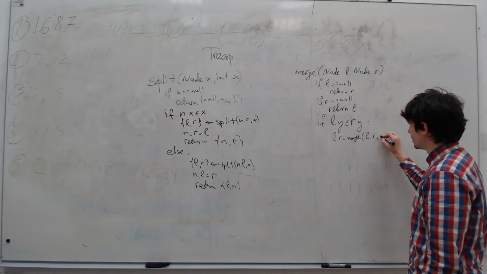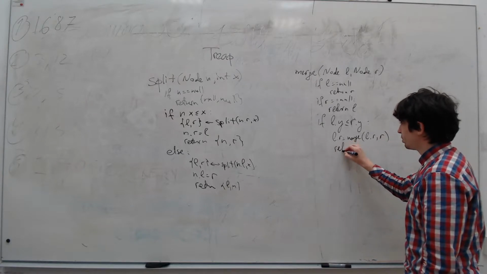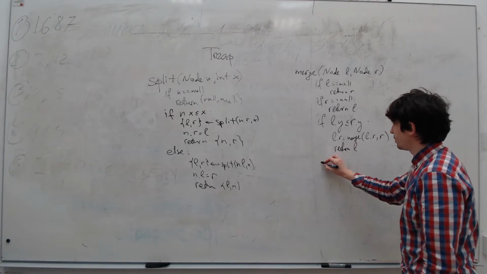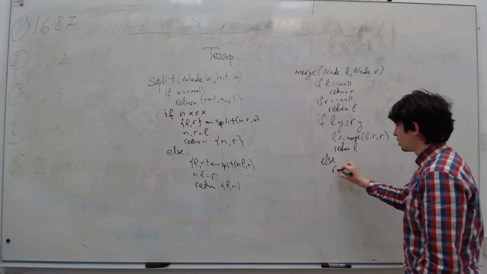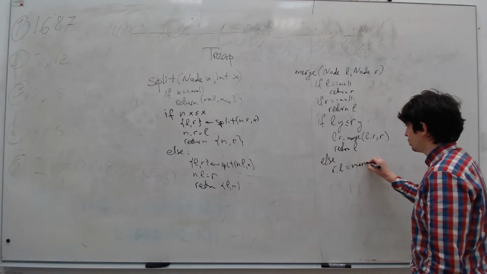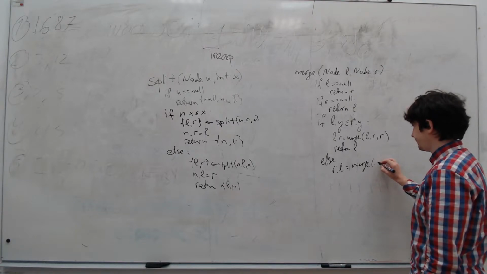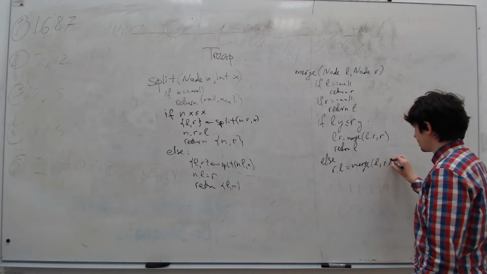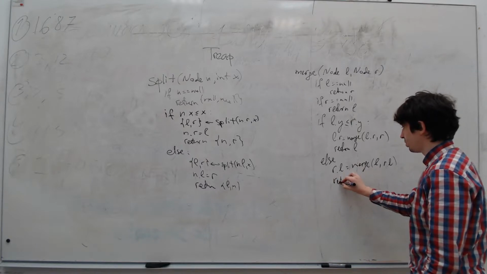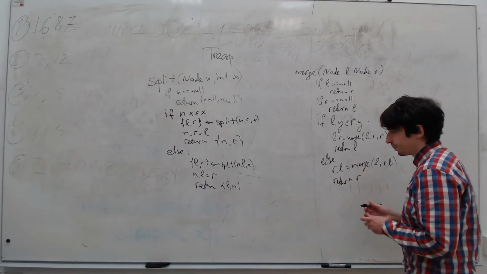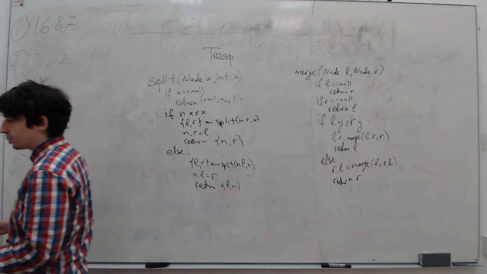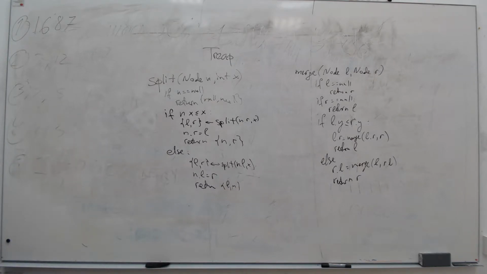Merge left.right and r, return left, else r.l equals merge left and r.l, and return r. So this is the place where we stopped last time.